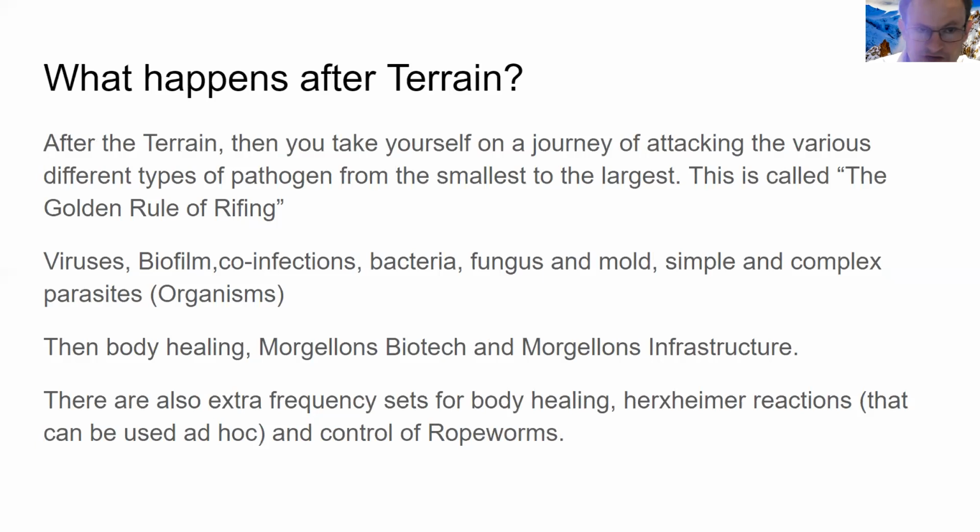So after terrain, you will then get busy with tackling pathogens. The organism phase is done in a certain order, because it tackles the smallest things, moving on to the largest things. And this is called the golden rule of rifing. It's especially important, I understand, if you are very physically toxic.